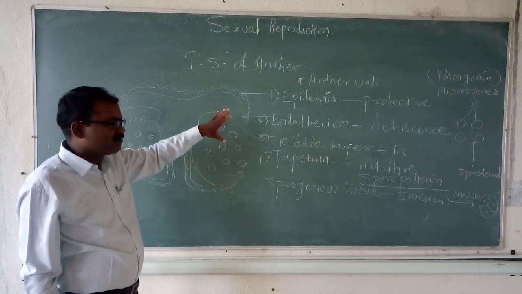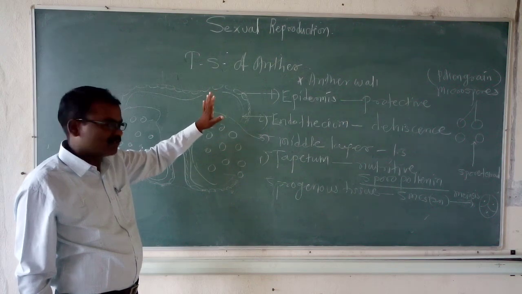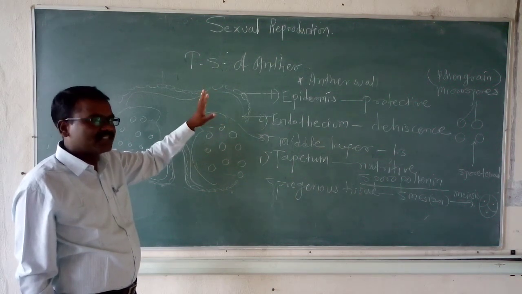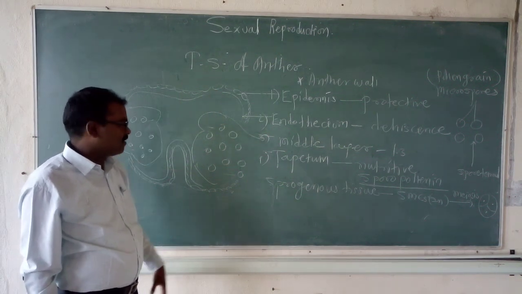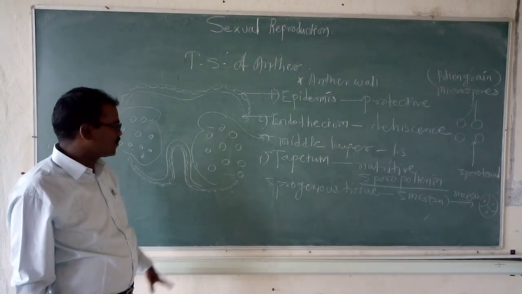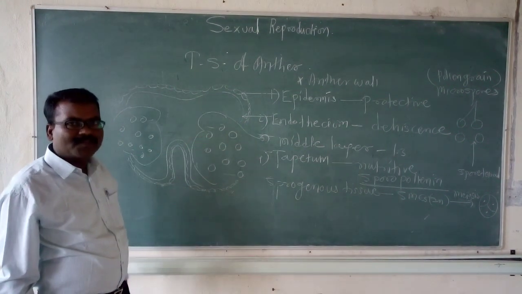The pollen grains get pollinated by different agencies like wind, water, insects, etc., and fertilization takes place. Okay, thank you.